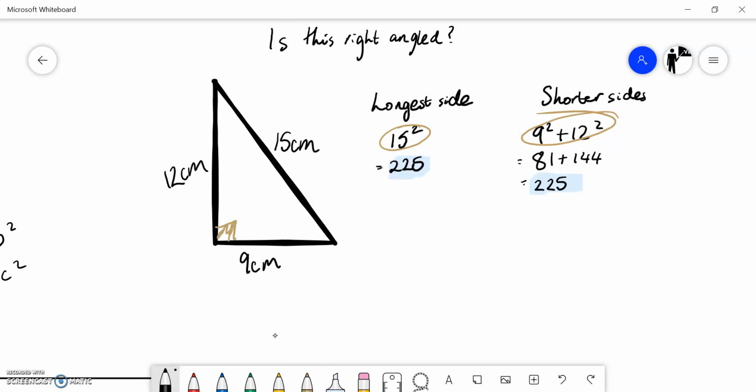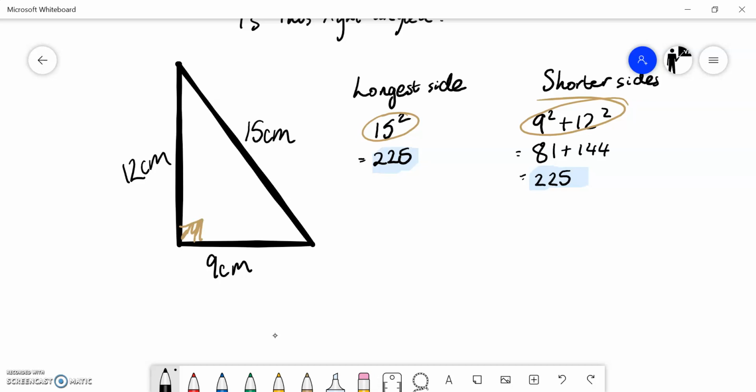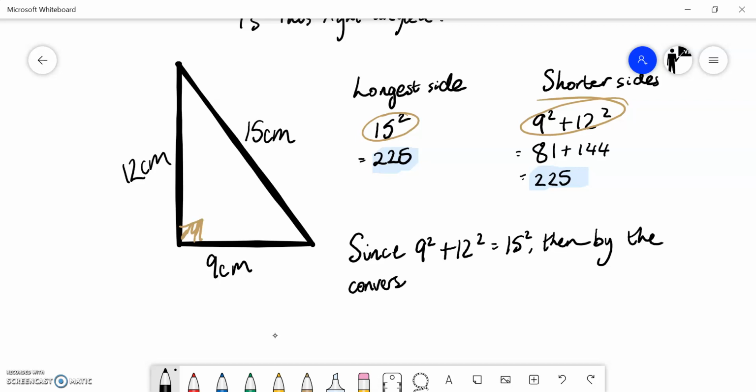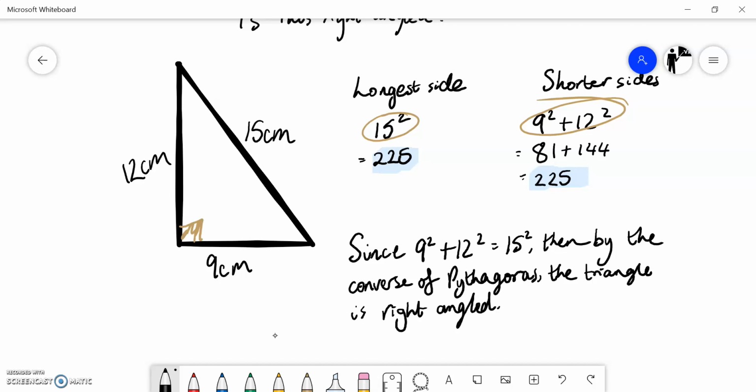When we do a converse of Pythagoras question, we need to put a statement alongside this. So it would need to be something like this. We need to prove that it's right angled. So we would say, since 9 squared plus 12 squared is equal to 15 squared, then by the converse of Pythagoras, the triangle is right angled. So you need that statement there to get your final mark to justify if it is or not.